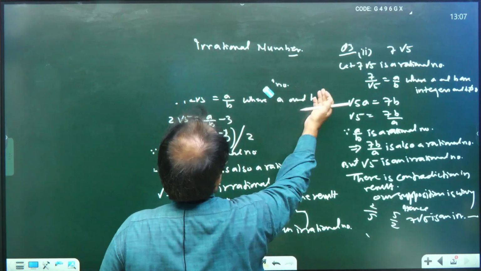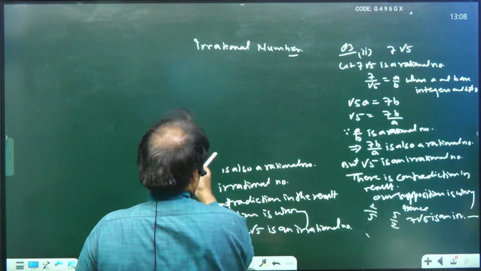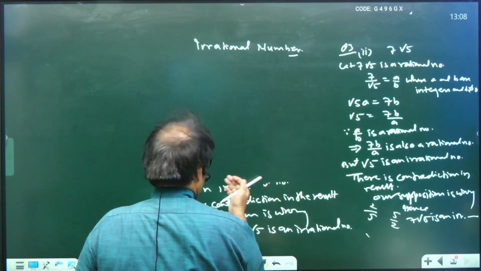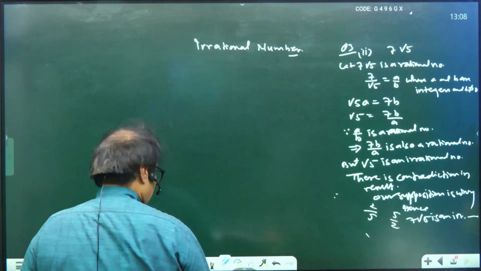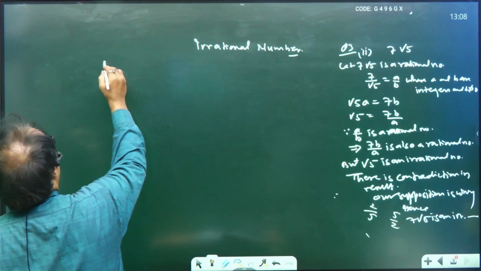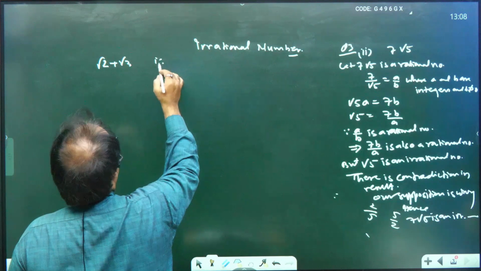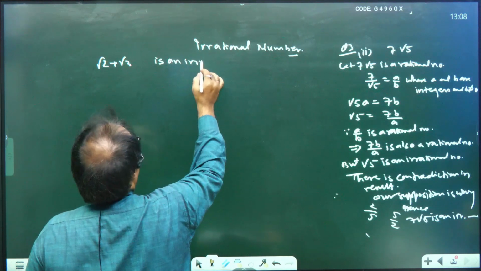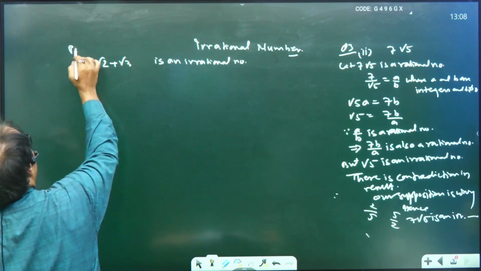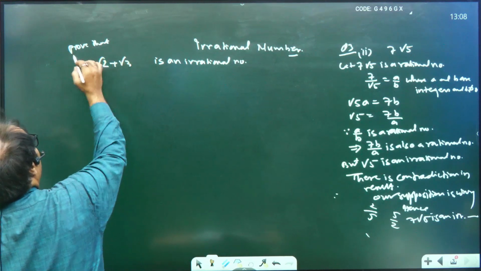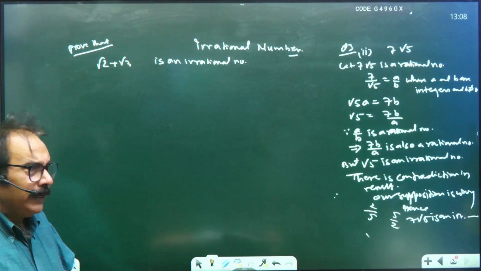show that root 2 plus root 3 is an irrational number. Okay. This we have to prove. This is the extra question I am taking. It may be root 2 plus root 3, it may be root p plus root q, whatever it is.